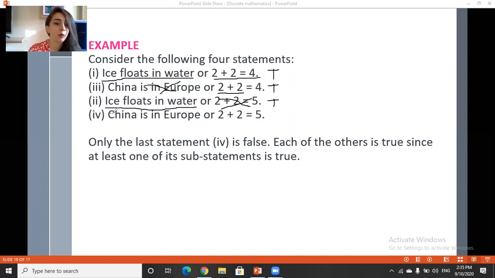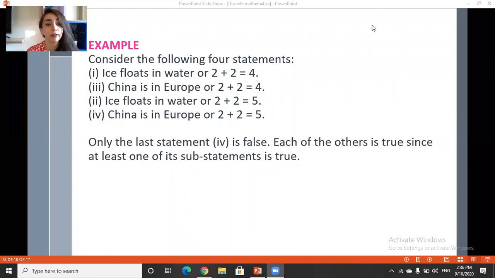China is in Europe, no. 2 plus 2 is 5, also no. Both of these substatements are false, so our result is also false. Only the last statement is false. Each of the others is true, since at least one of its substatements is true. And let's continue. Please, I mention again, if you have any question, any unclear part, let me know right below in the comment. And let's continue.